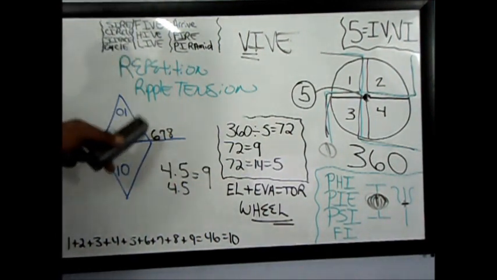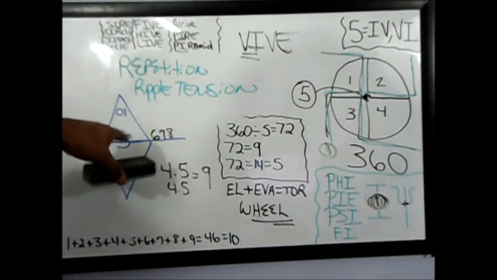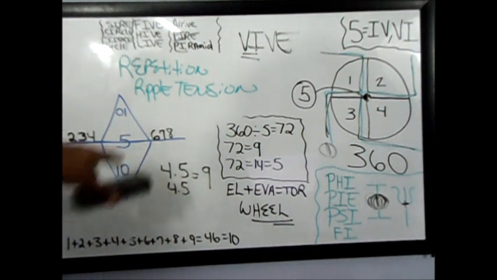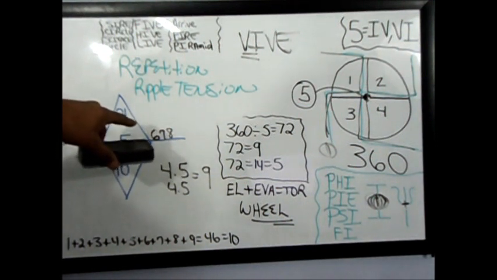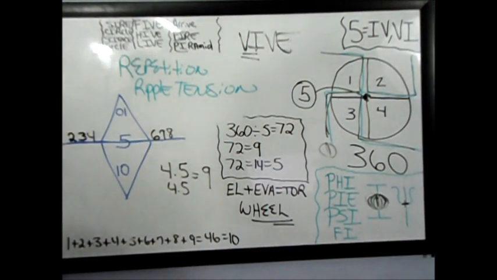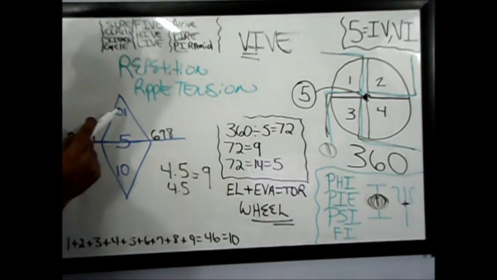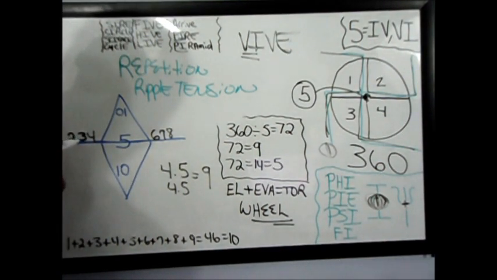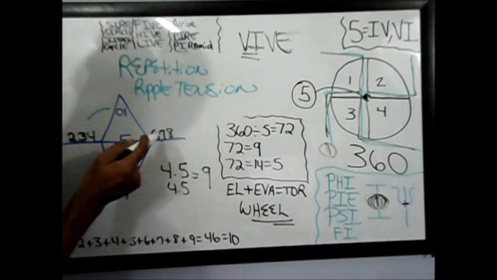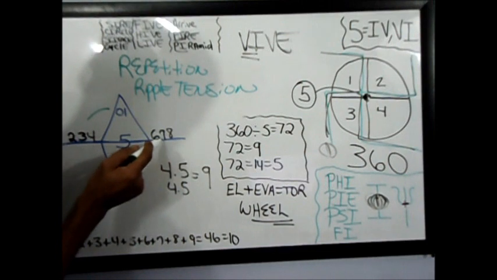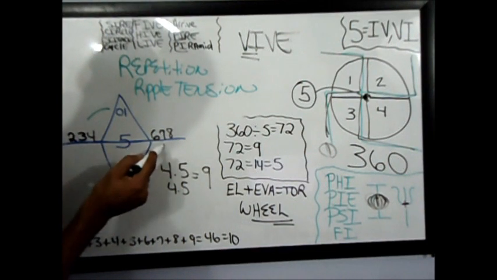1, 2, 3, 4, 5, 6, 7, 8, 9. It's 9 units. And the reason it's 9 units is because this entire structure is made up of a duad of 4.5. What I mean is this: let's give the small portion of our scale a 0 and 1, and let's give the large portion of our scale a 1 and 0.